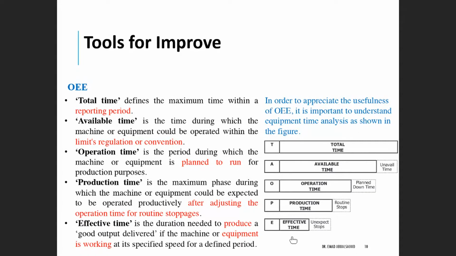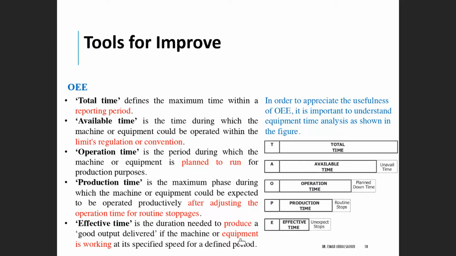Now we come to the last one, which is the most important, the effective time. The effective time is the production time minus the unexpected stops. Those are stops that appeared in your equipment or your factory or your service that were not considered to be either routine or the planned ones.